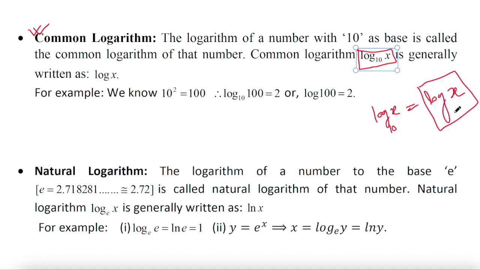If there is no base mentioned, then you should consider 10 as the base. For example, this one, 10 squared equal 100.